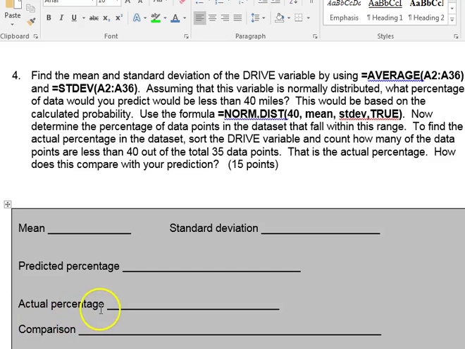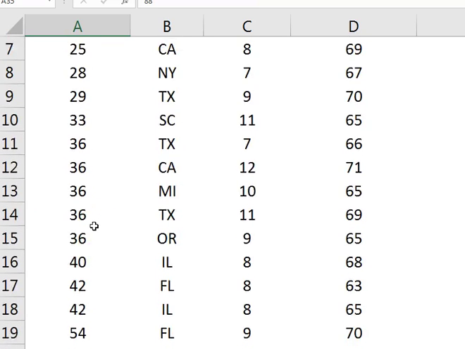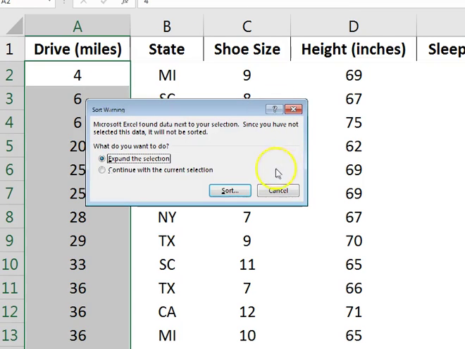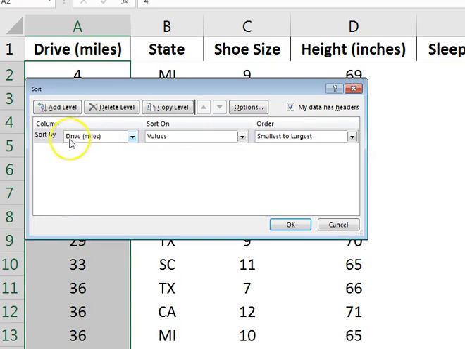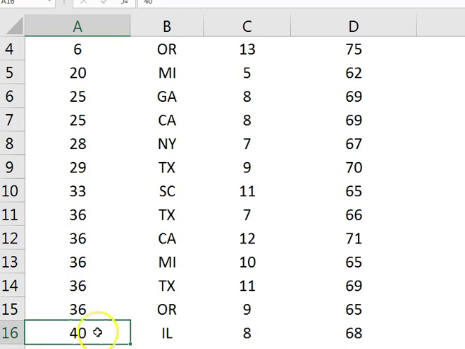And now to find the actual percentage from our sample, we're just going to look at the data and count how many people have a commute of 40 miles or less. So it looks like this data is already sorted for the drive. If not, you can select it all and then go to data, sort, and you'll want to sort the drive column based on the values. And you can do smallest to largest or largest to smallest, whatever you want. But then once it's sorted, we can go in here and count.